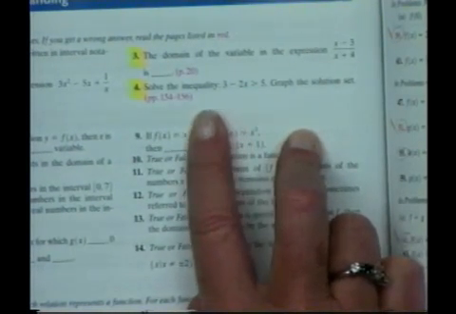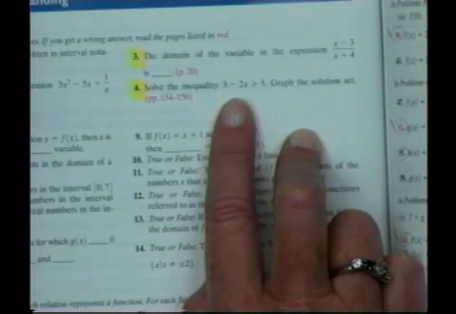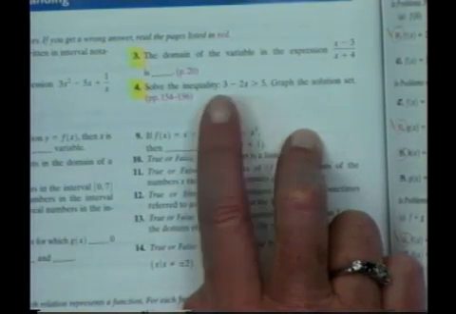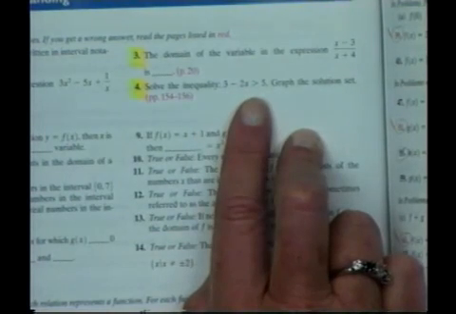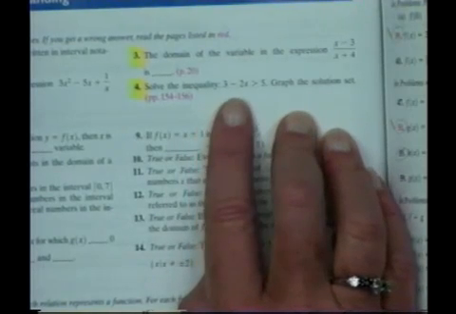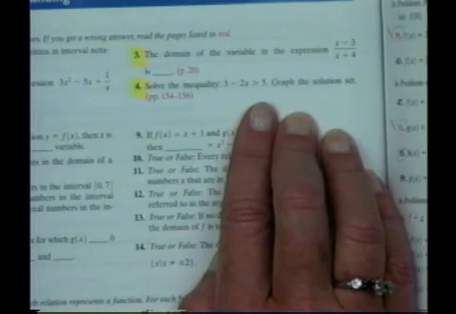Okay, and the fourth question, you're asked to solve the inequality 3 minus 2x is greater than 5. Solve this inequality for x, and then it says graph the solution. Solve the inequality 3 minus 2x is greater than 5, and let's graph the solution.